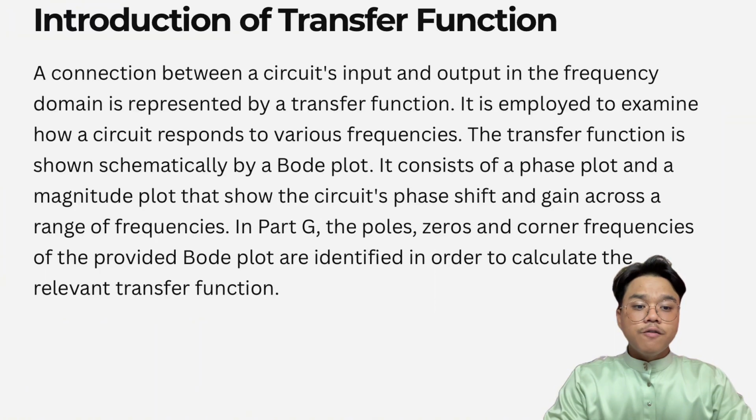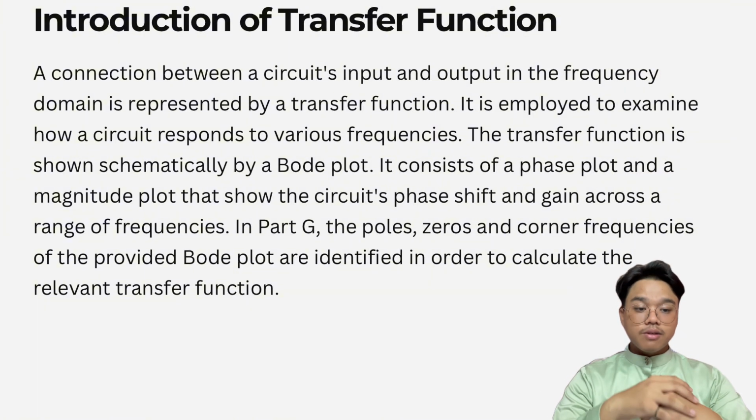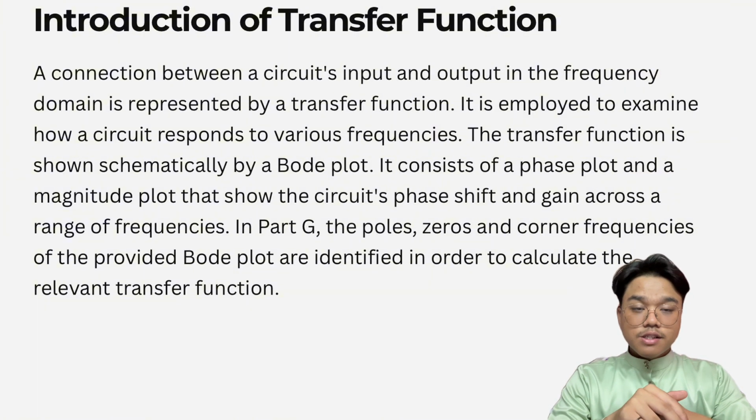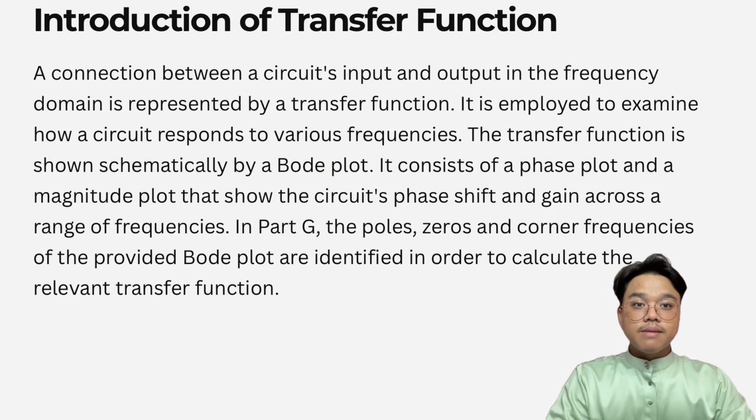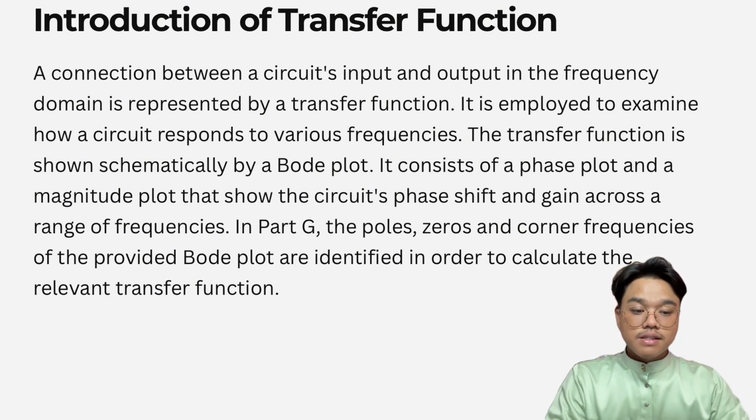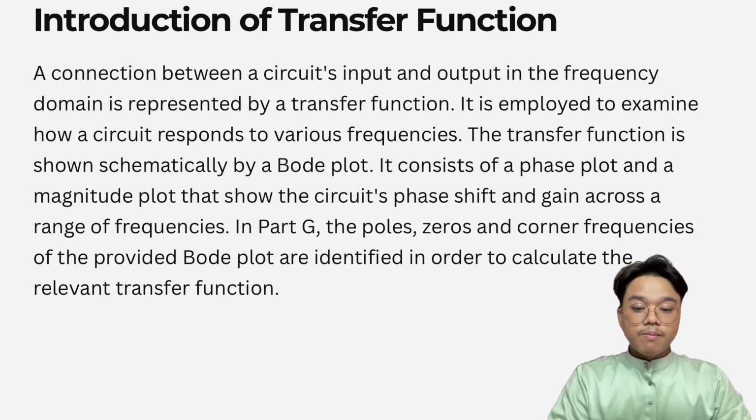So for the introduction of transfer function, a connection between a circuit's inputs and outputs in the frequency domain is represented by a transfer function. It is employed to examine how a circuit responds to various frequencies. The transfer function is shown schematically by a Bode plot. It consists of a phase plot and a magnitude plot that show the circuit's phase shift and gain across a range of frequencies. In part G, the poles, zeros and corner frequencies of the provided Bode plot are identified in order to calculate the relevant transfer function.